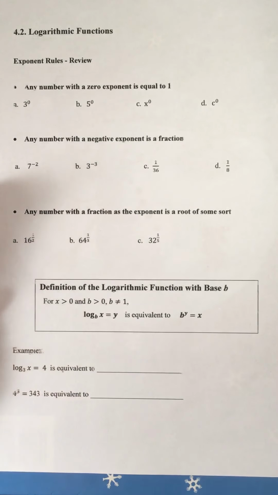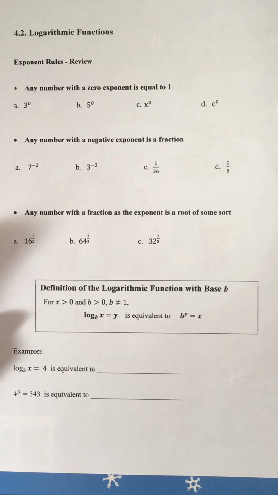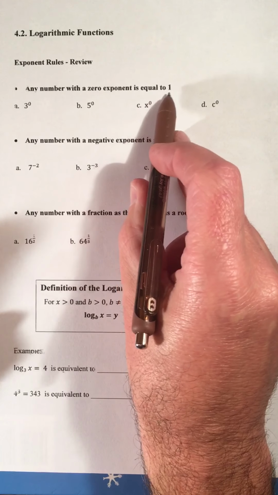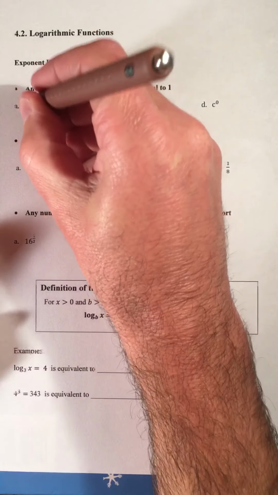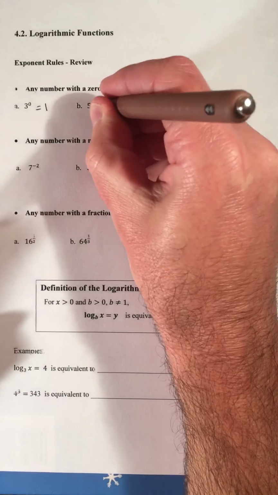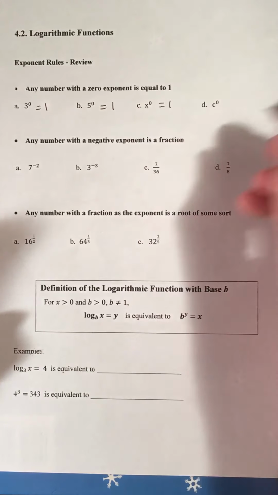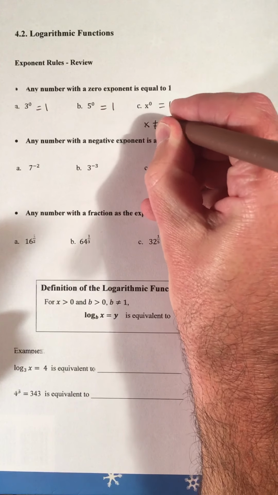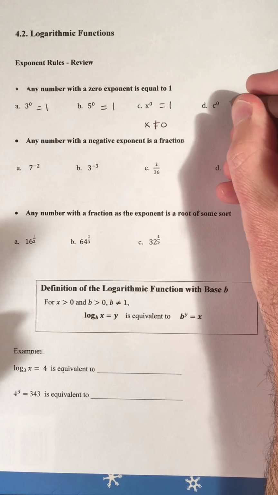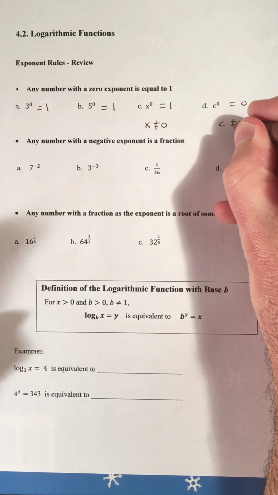Okay, logarithmic functions, exponent rules. Review. Any number with a 0 exponent is equal to 1. So 3 to the 0 is 1, 5 to the 0 is 1, x to the 0 is 1, really as long as x does not equal 0. c to the 0 is 1, as long as c does not equal 0.